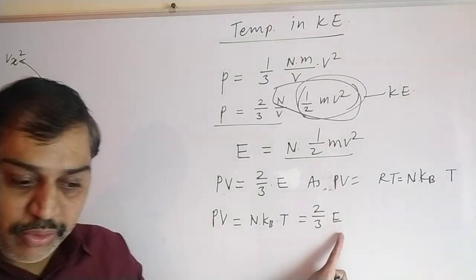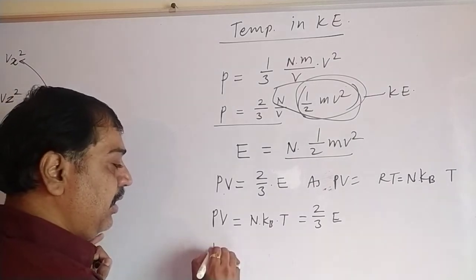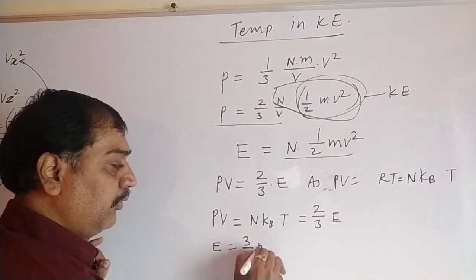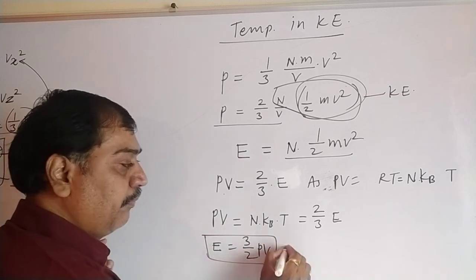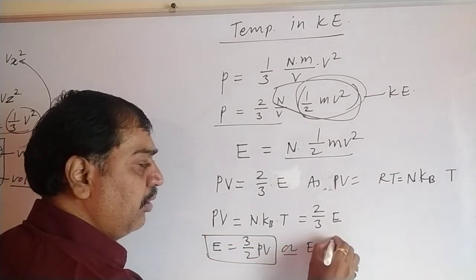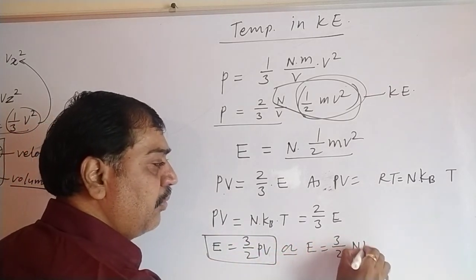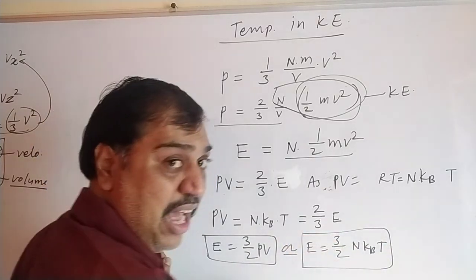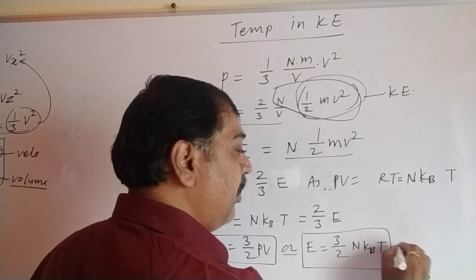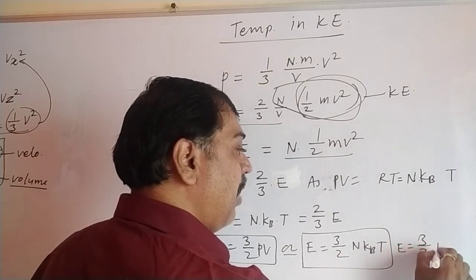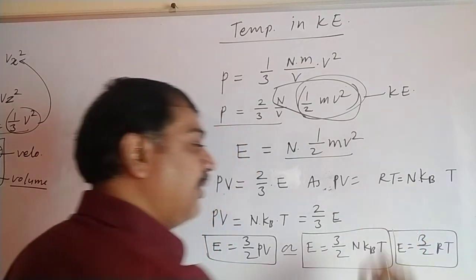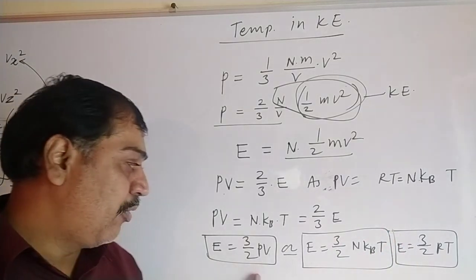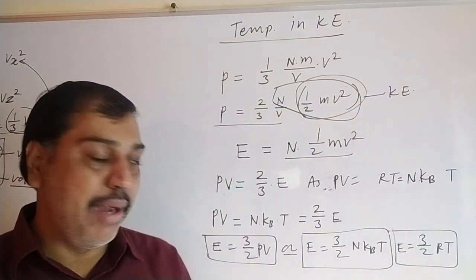Find the value of E now, the total energy. We can write E equal to 3/2 PV. This is one equation. Or E equal to 3/2 N k_B T. Or N k_B is R, so we can write E equal to 3/2 RT. All these three equations have the same meaning: 3/2 PV, or 3/2 N k_B T, or 3/2 RT.